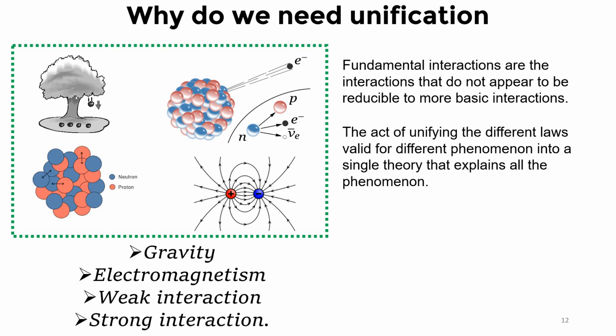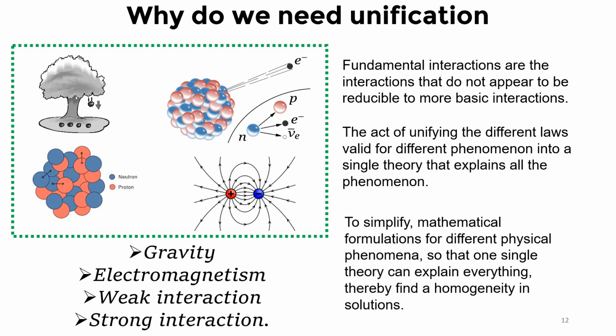The act of unifying the different laws valid for different phenomena is basically what is called a single theory. And the basic objective is this: to simplify mathematical formulations for different physical phenomena so that one single theory can explain everything, thereby finding a homogeneity in solutions. That means things should be homogeneous, there should not be any difference, and that is the basic idea and target of any scientific endeavor. So till now, what we have understood is the evolution, what it led to, unification, and why we need unification, because we want to simplify all those into one mathematical formula.